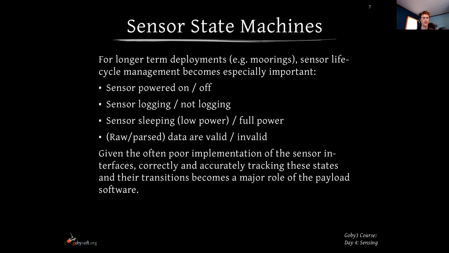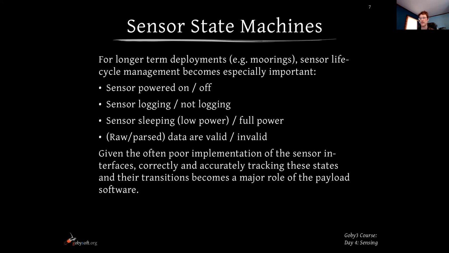So you need to manage the life cycle of, is the sensor powered on or off? If it's on, is the sensor logging or not logging? Is the sensor sleeping? Is it in low power mode? Is it in full power and ready to log? And then once you have a sense of what the sensor is doing, you might also want to look at the data coming off of it, to keep track of this. Is the sensor providing you with valid data or invalid data based on some potential initial quality control decisions?